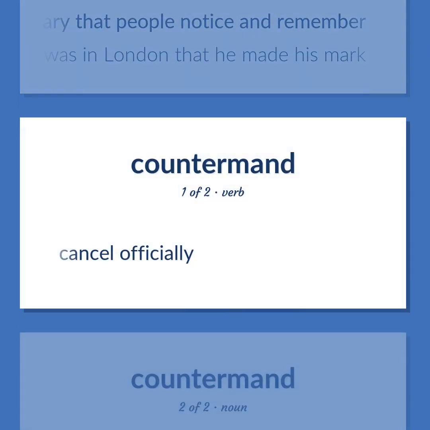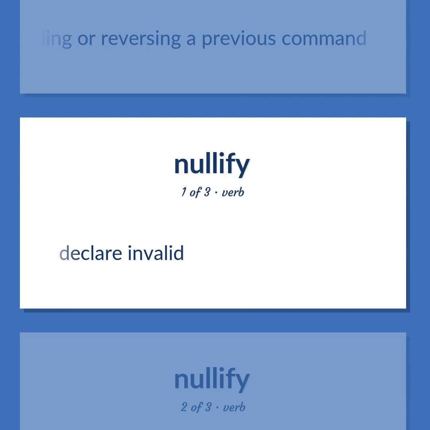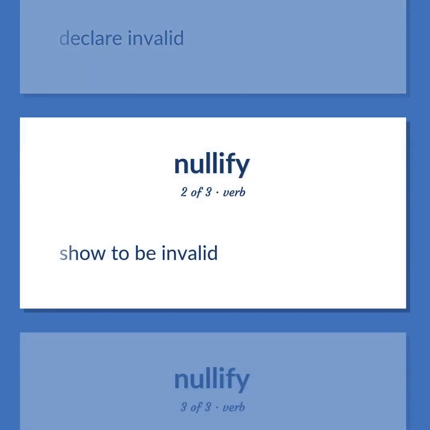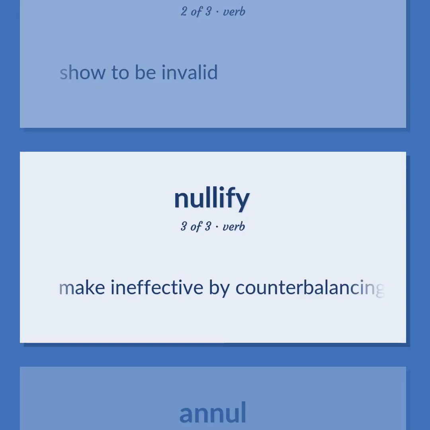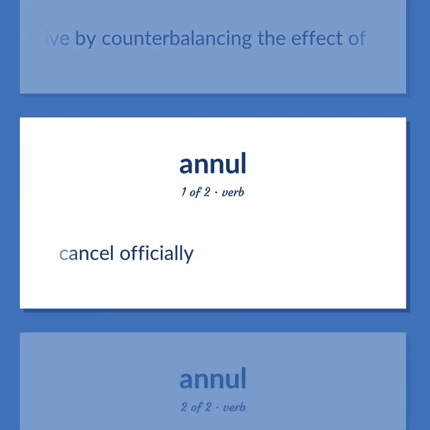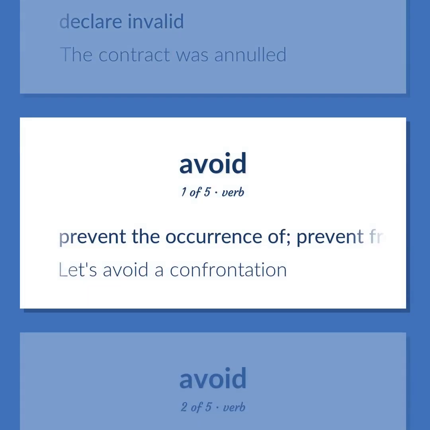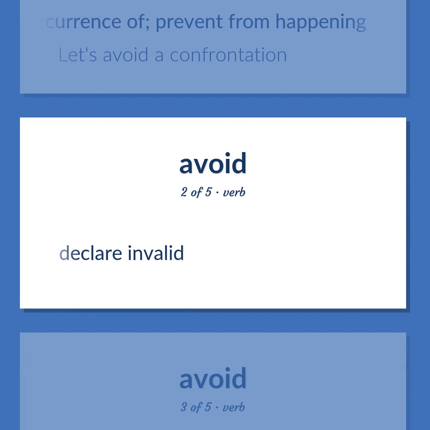Cancel officially. A contrary command canceling or reversing a previous command. Declare invalid. Show to be invalid. Make ineffective by counterbalancing the effect of. Cancel officially. Declare invalid. The contract was annulled. Prevent the occurrence of. Prevent from happening. Let's avoid a confrontation. Declare invalid.